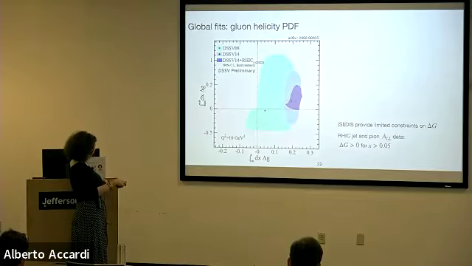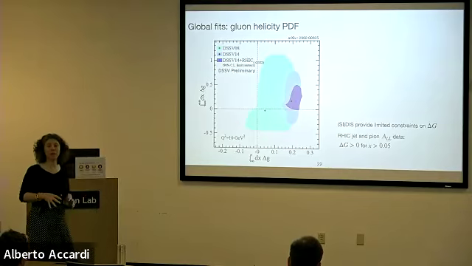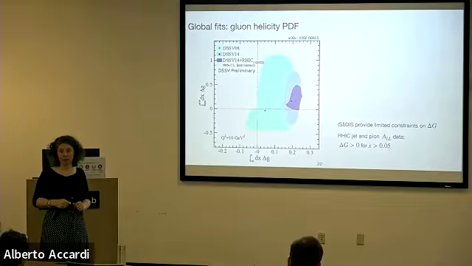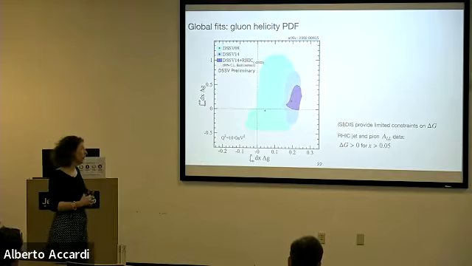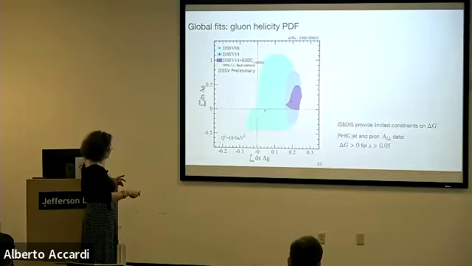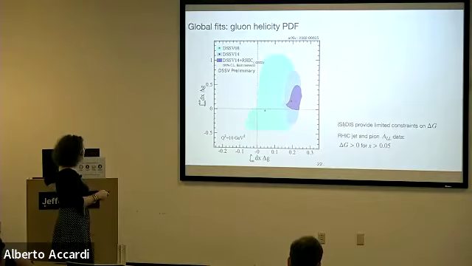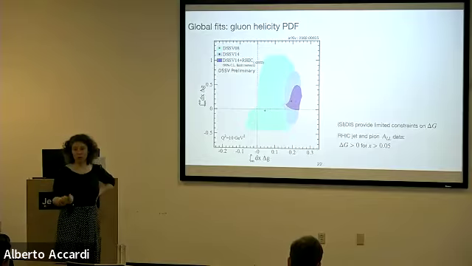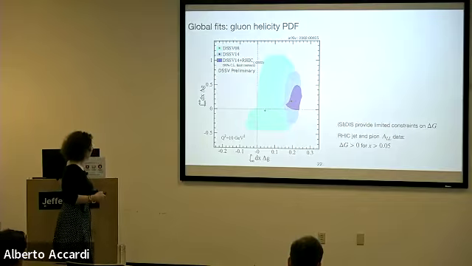So in green cyan, you have the first extraction. This was mostly based on DIS experiments. There is some very preliminary data from the RHIC proton-proton collider, but not so much. And you see that these DIS experiments, because of their limited range also in energy, really didn't manage to put a lot of constraints on the gluon helicity contribution to the proton.